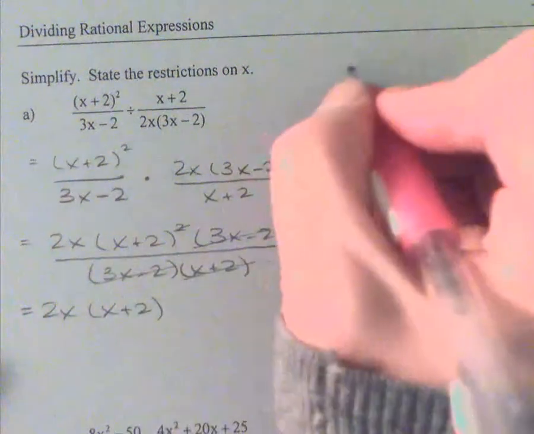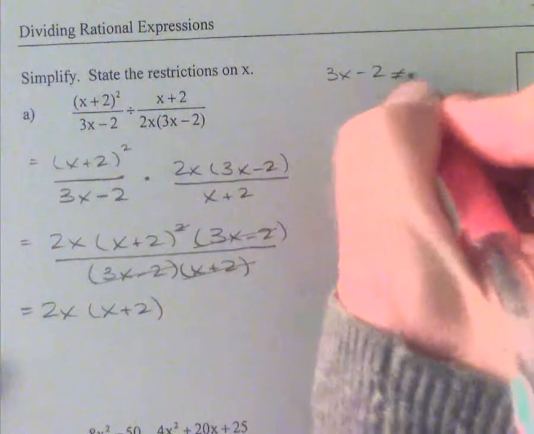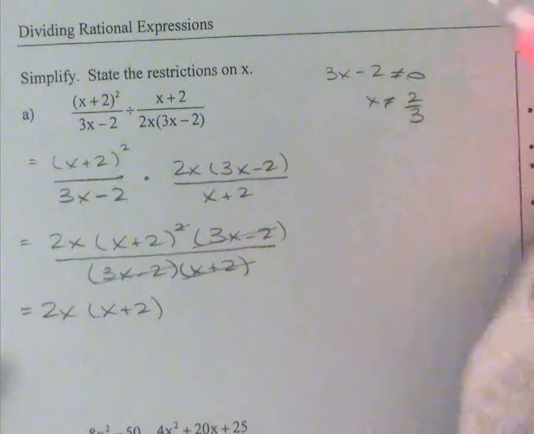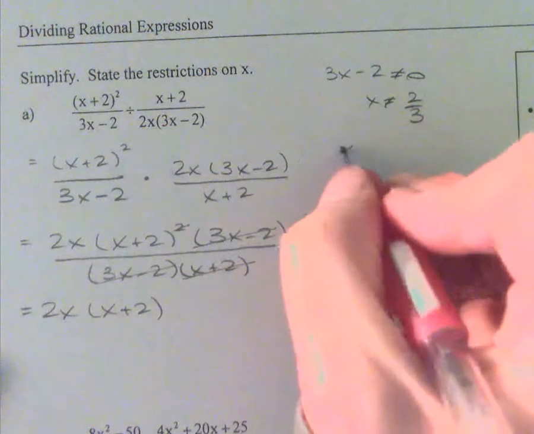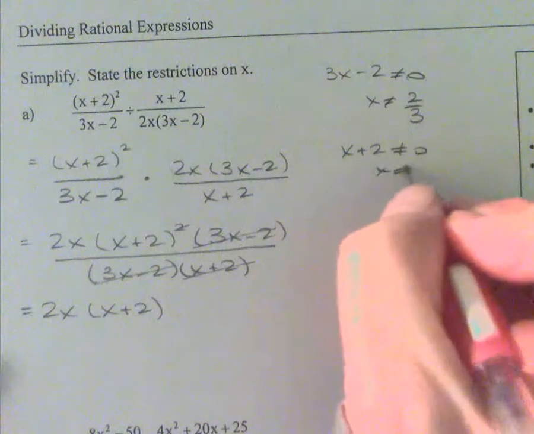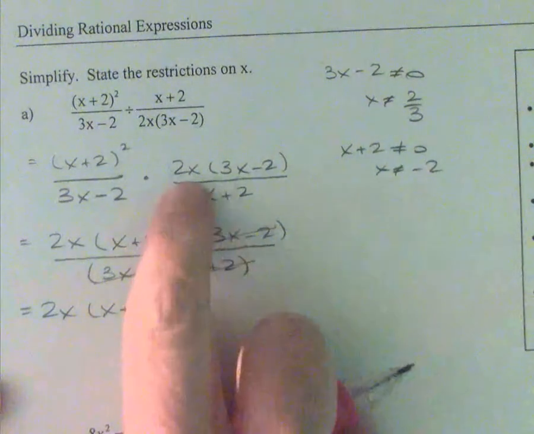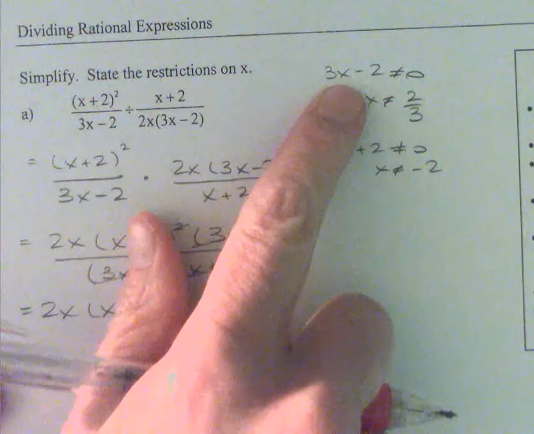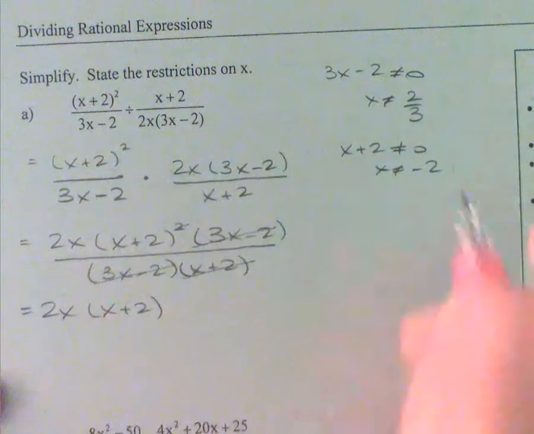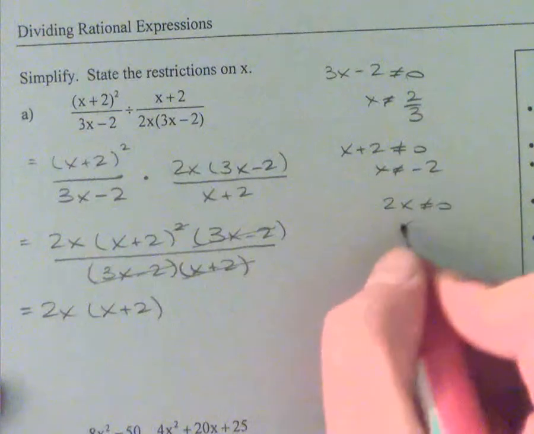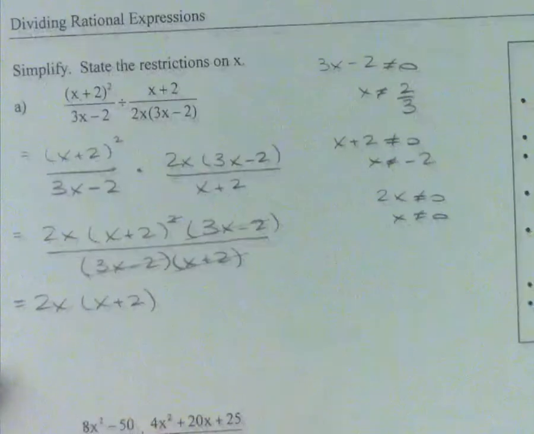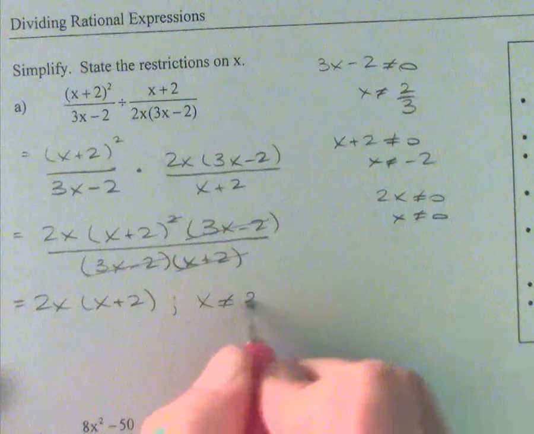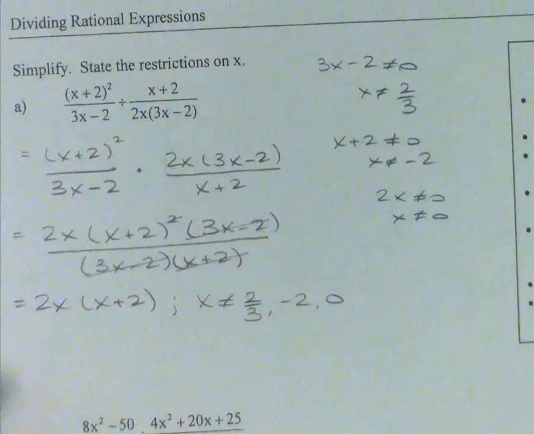So if I start here, I have 3x minus 2 cannot equal 0, so x cannot equal 2 over 3. There's my other denominator. X plus 2 cannot equal 0, so x cannot equal minus 2. But this was also a denominator. I've covered the 3x minus 2, it's already here, but I need to also do the 2x. The 2x cannot equal 0, or x cannot equal 0. So there's my final answer: x cannot equal 2/3, minus 2, and 0.